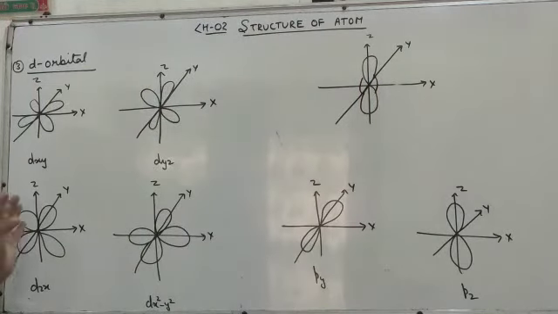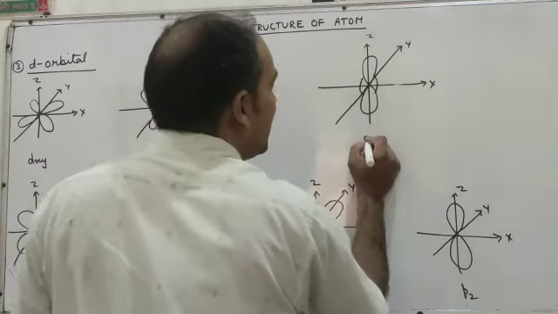So the orbitals are of four types. S orbital is spherical in shape. It is non-directional, symmetrical about the axis. Second is the p orbital, which is dumbbell shaped. D orbital is double dumbbell shaped. It has five types: dxy, dyz, dzx, dx2y2, and dz2.